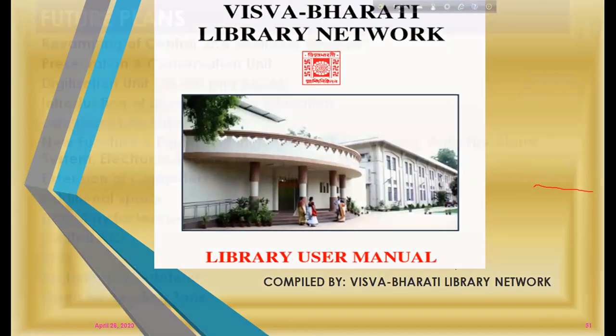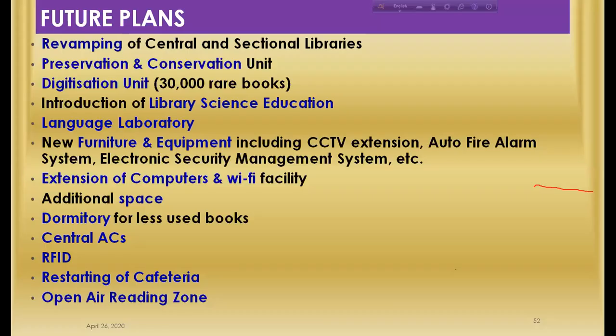Then this is our future plan: how we will revamp our library, including revamping of central and sectional libraries. We need to introduce a preservation and conservation unit. Then we need a digitization unit for 30,000 more rare books which we have segregated. Then the introduction of library science education. Then we need to have a language laboratory.